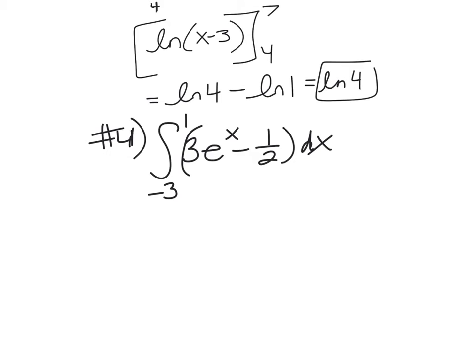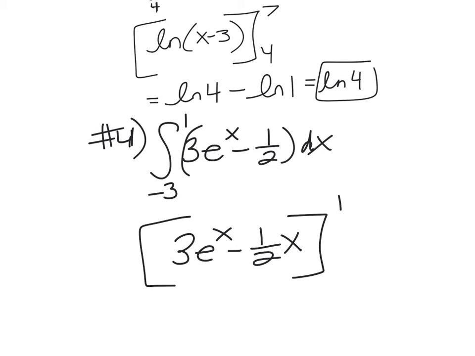Let's go ahead and take the antiderivative. The antiderivative of 3e to the x is what? 3e to the x. Yes, that's not hard at all. Correct. Think about it in your head: if I took the derivative of 3e to the x, it would just be 3e to the x. And then the antiderivative of -1/2 is -1/2 x. And we're going to take this from -3 to 1.